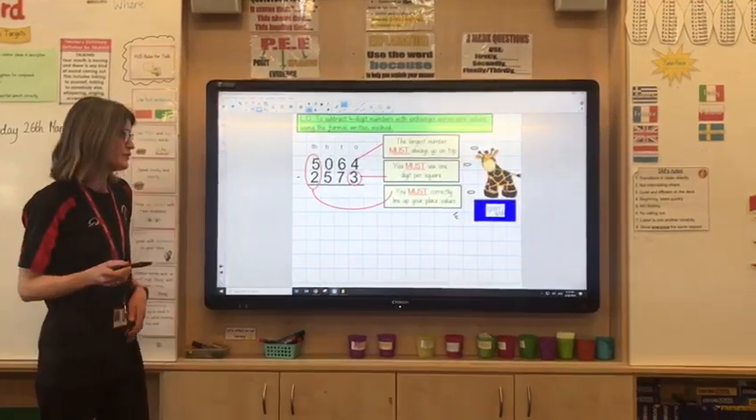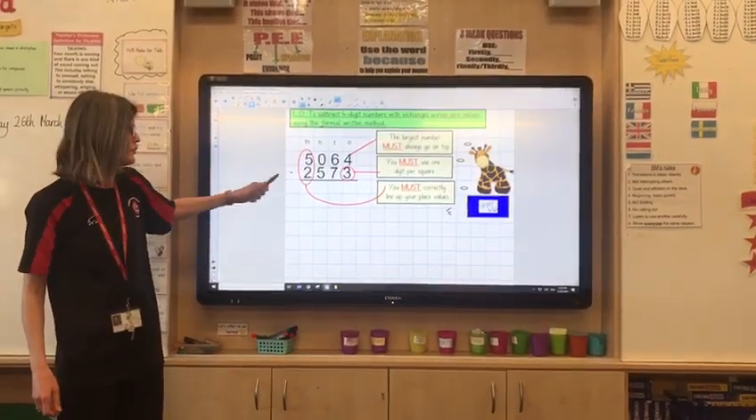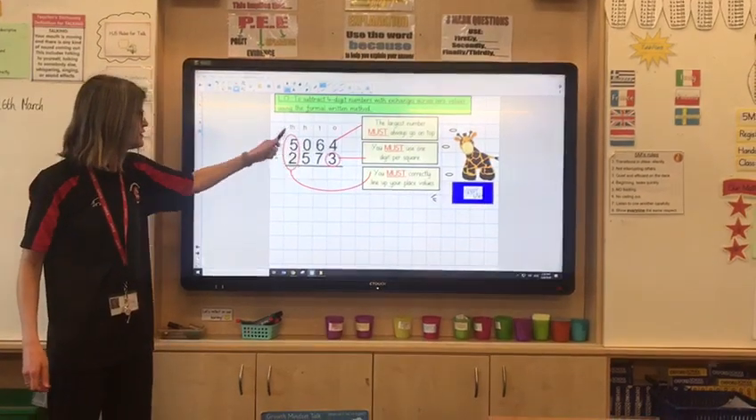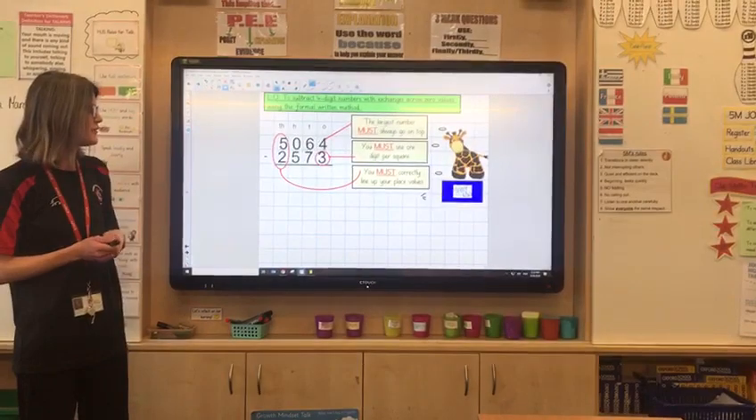I'd like you to have a go at setting out the calculation. Remember, your larger number needs to go on top. You need to make sure you line up each of the digits in the correct place value. So you can pause the film at this point and have a go at the calculation.